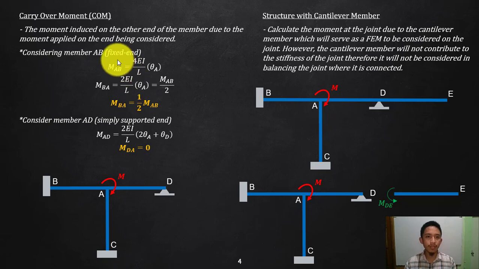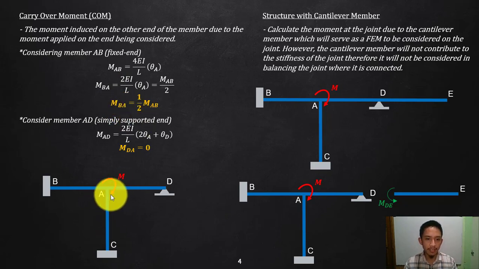If you compare, MAB, the joint that we are considering, is actually 4EI over L, and the other end is 2EI over L. So as you can see, the induced moment on the other end, due to theta A or due to the moment at A, is actually half of that MAB. What I'm saying here is that the moment carried by AB will induce half on the other end. That is a carryover moment.